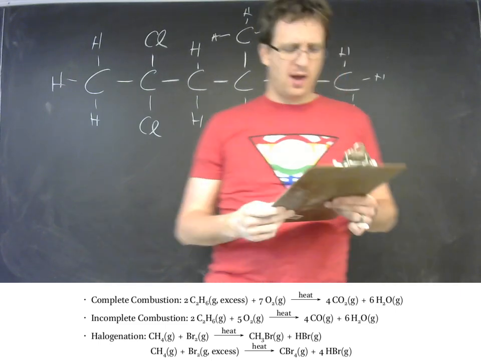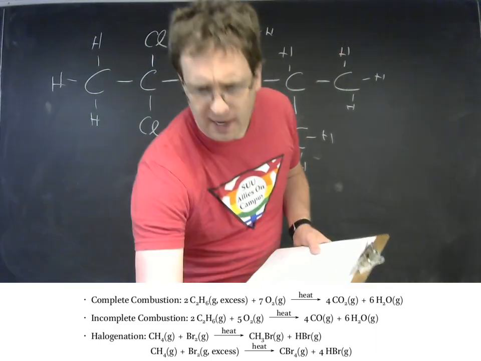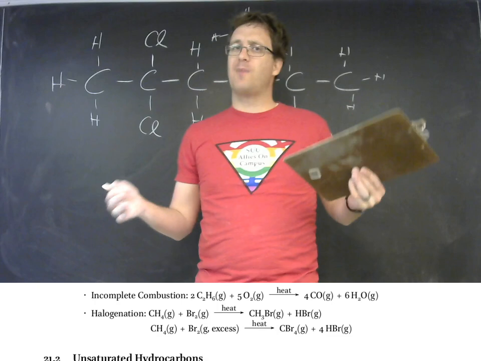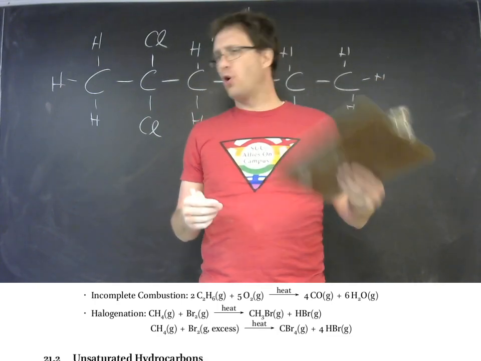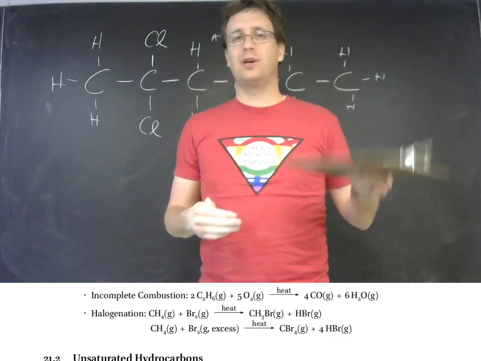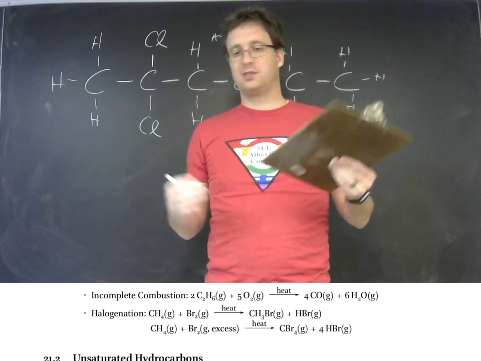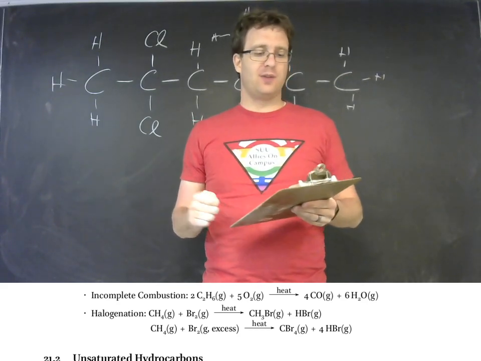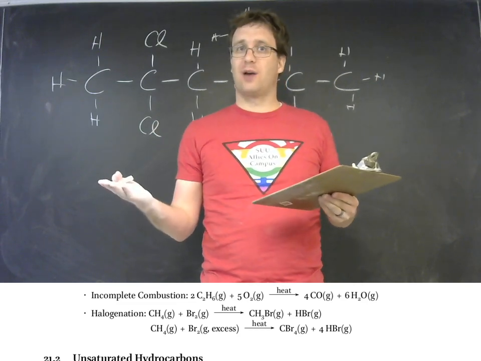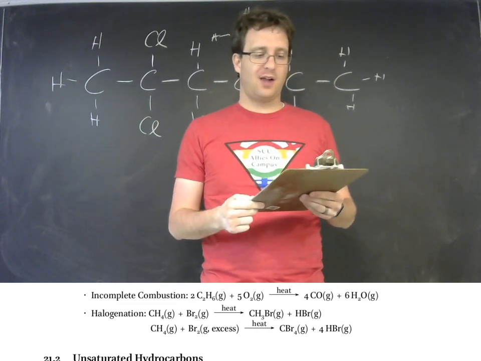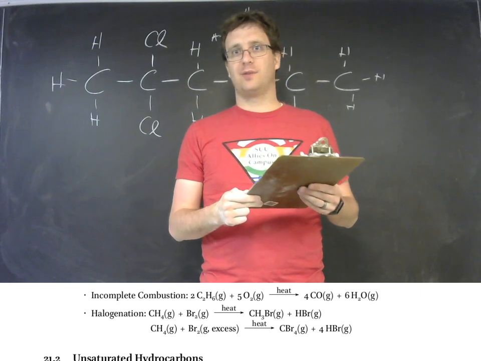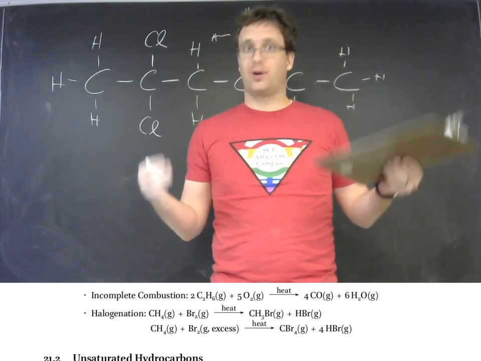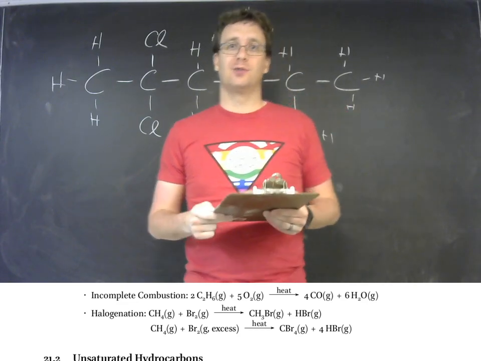And then halogenation reactions. If you have an alkane and you put it in the presence of bromine, fluorine, chlorine, or iodine, as long as you have a high enough temperature to drive this reaction, then one of the hydrogens will get replaced by that halogen, and it will produce the hydrobromic acid in this case, or hydrochloric or hydrofluoric or hydroiodic acid if you use one of the other halogens.